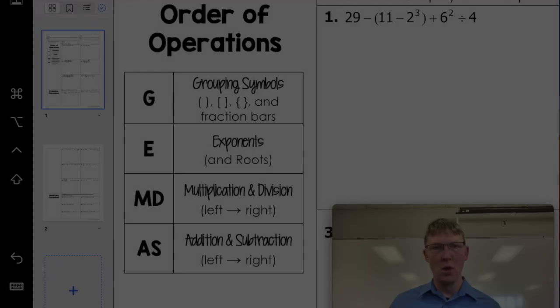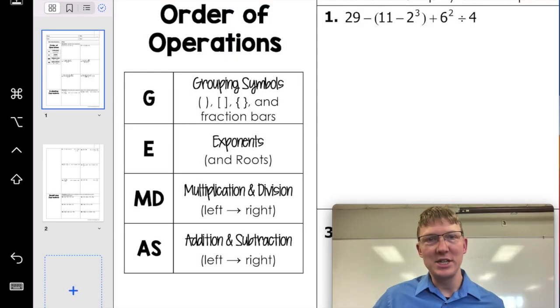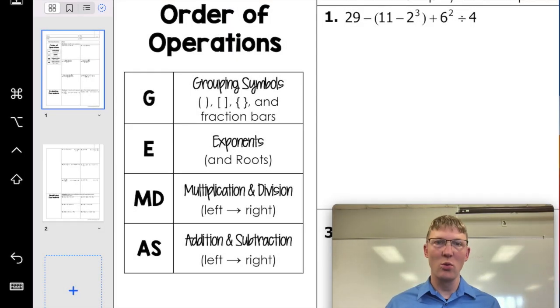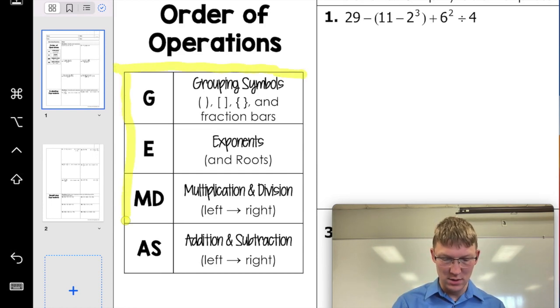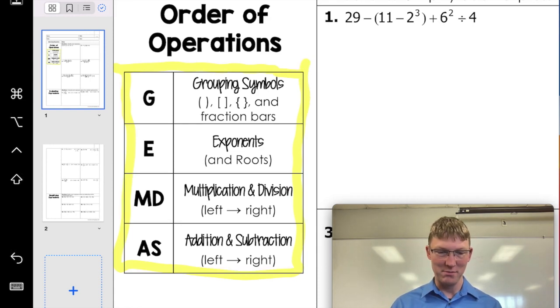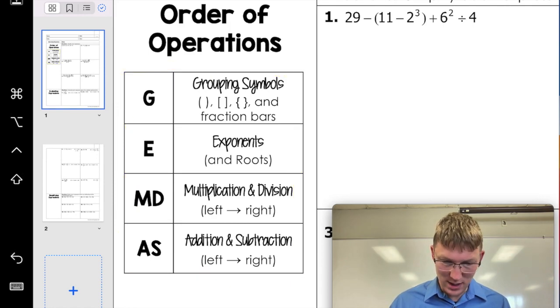Chapter 1, Section 2, Order of Operations. Here we go. So if you look over here, this is everything you're learning for this lesson. That's all it is, right? Too easy. But let's go over it. It does have some interesting things.